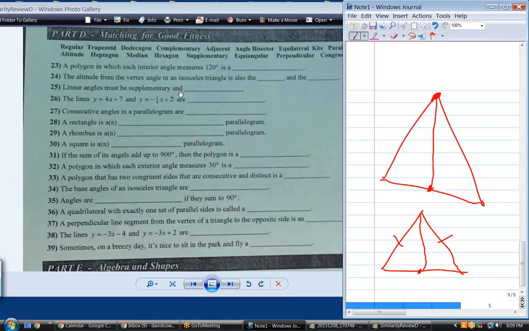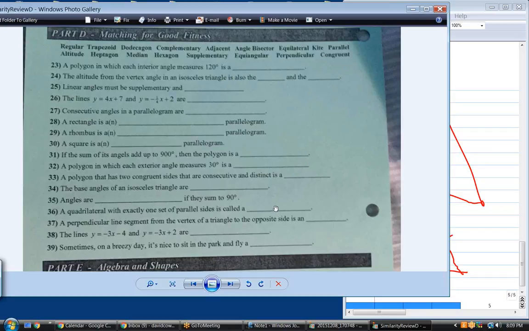Linear angles must be supplementary. That would be a hard one to answer if I didn't have this list of things to choose from. I wouldn't have a clue of what else they must be. But looking at that, you can probably find it.